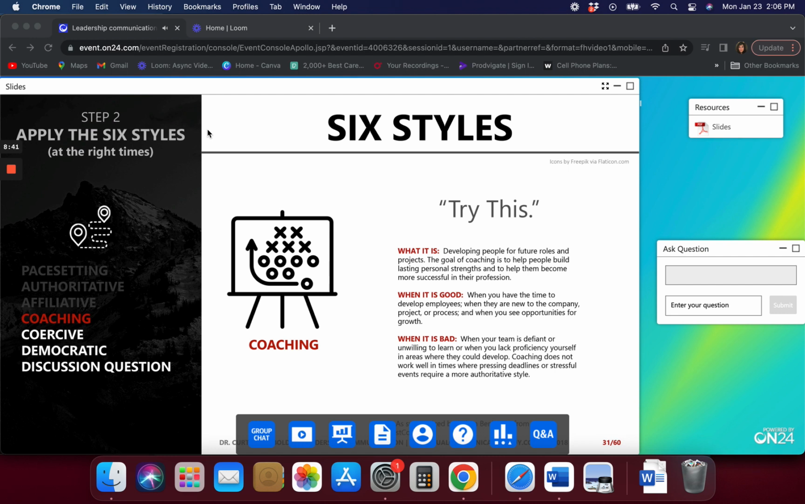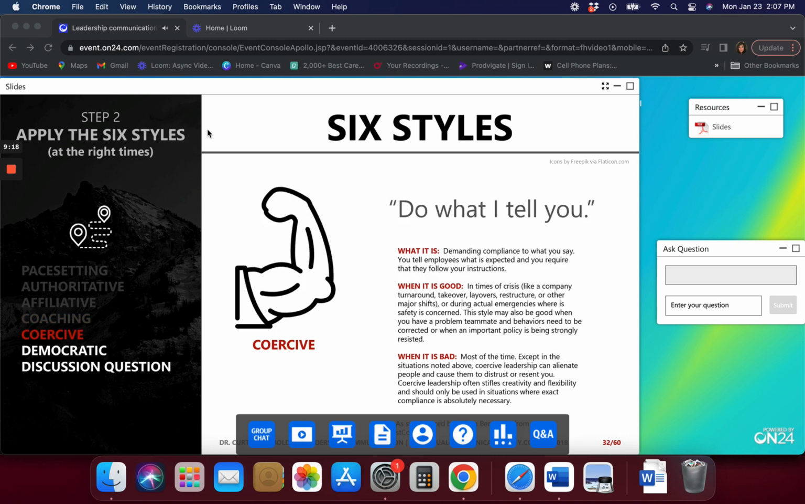It also doesn't work well when you lack proficiency yourself in areas that they can develop, or in times where there are pressing deadlines. You can really stress an employee out, and that might damage their confidence. So during pressing deadlines, give them tasks that they know how to do and can do well. Then once the big stressful time has ended, coach them through the process so that they're better for the next time, so that you're not overwhelming and discouraging them. But helping people grow is an important part of work, and you want to make sure you are a coach once in a while.